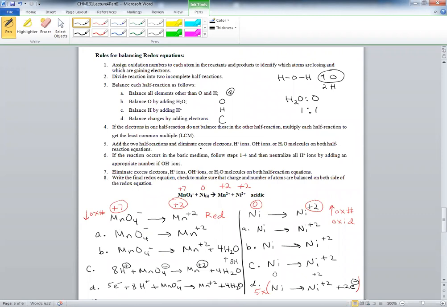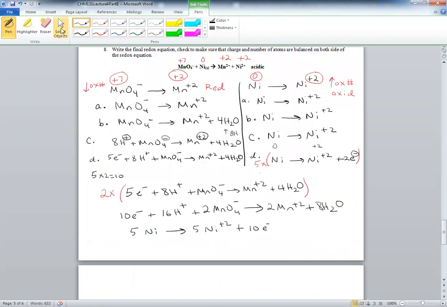It says add the two half reactions and eliminate any excess electrons, protons, H plus, OH minus ions, water molecules, etc. And then, of course, we're not doing it in base, so we can jump to 8 after 5. So here, the whole point is now the electrons have been transferred. So what needs to be done is that they need to cancel out. So when they're on opposite sides, you subtract them. 10 minus 10 is 0. So you cancel them out.